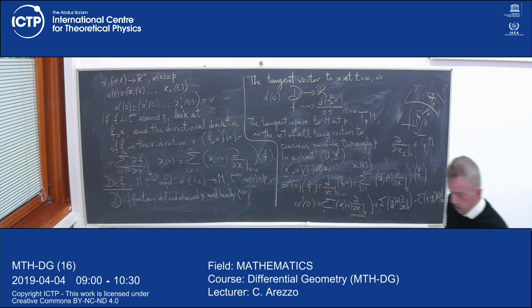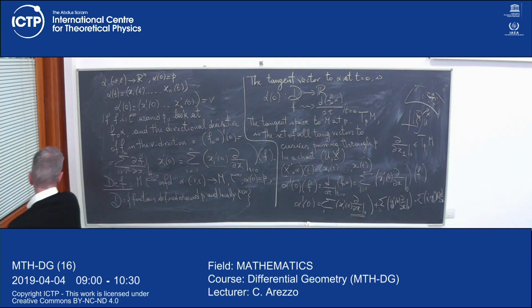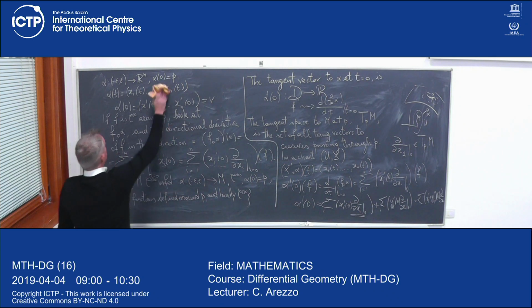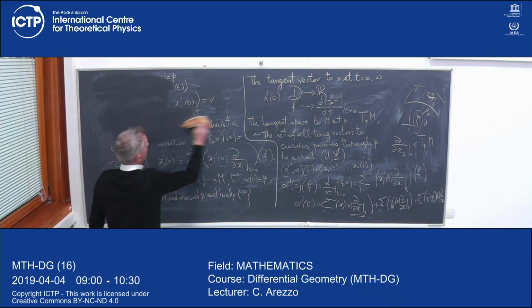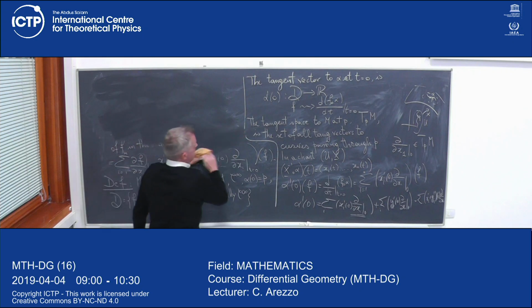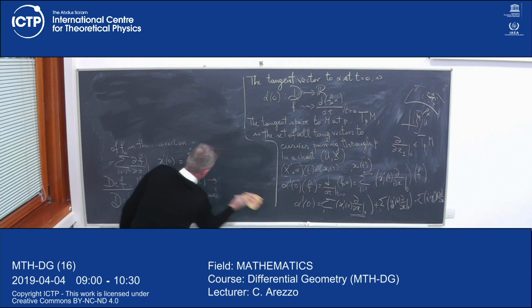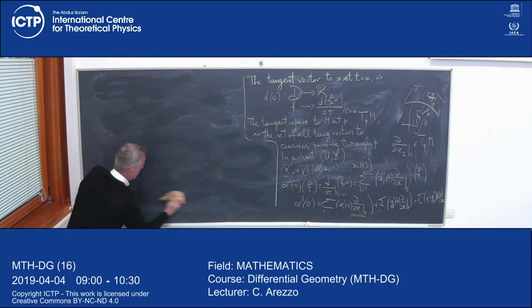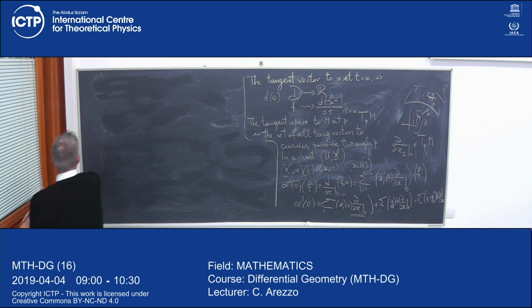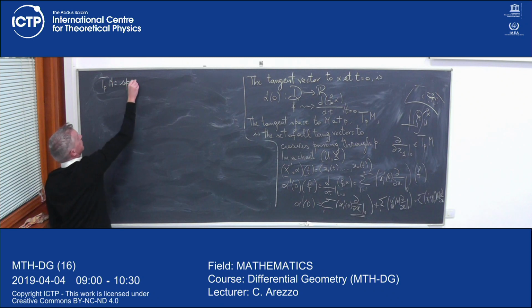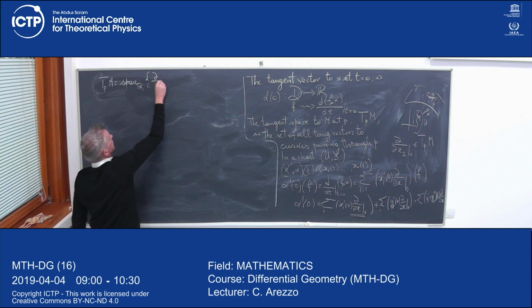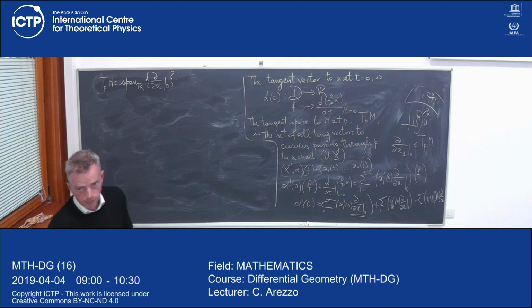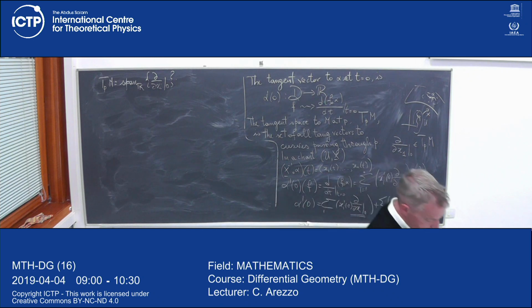But remember, this is important, so let me write it, even though I said it already two or three times. TpM, from now on, the tangent space, if I have a chart around my point, is the vector space generated by these standard vectors. Every time this makes sense, so every time I have a chart.